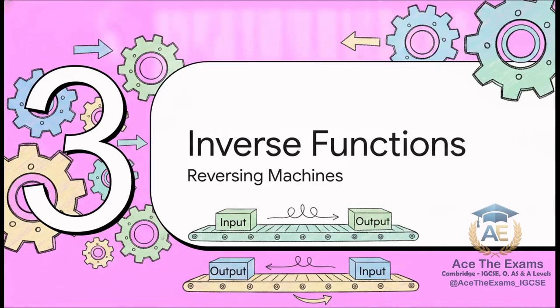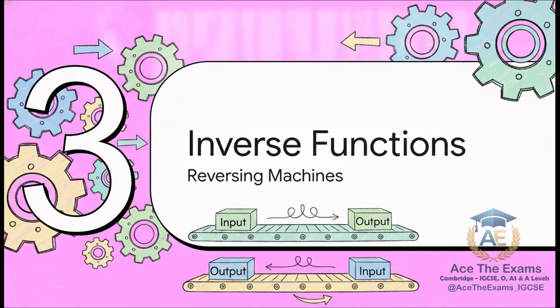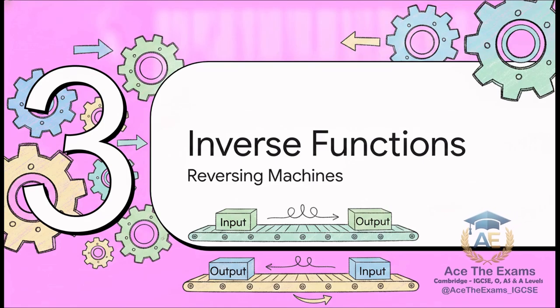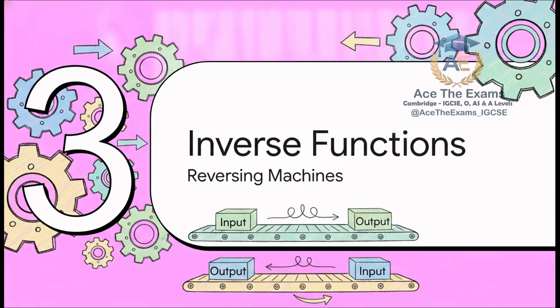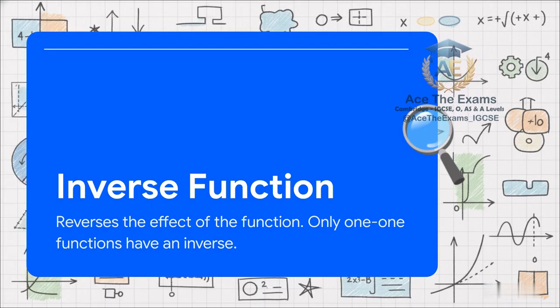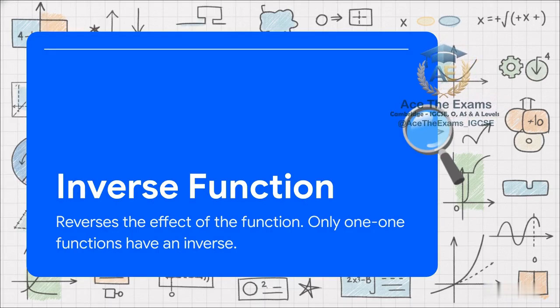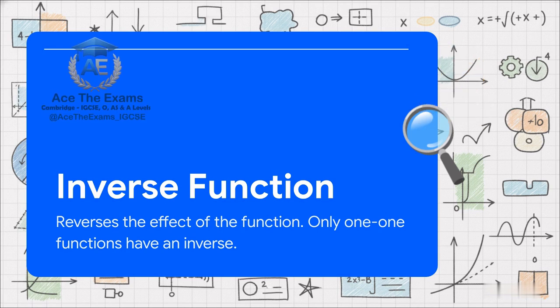So, what happens if we want to take our finished product and reverse engineer it back into raw material? Section 3, Reversing Machines, Inverse Functions. Let's see how we run this factory backwards. To run the machine backward, we need an inverse function. If the original doubles your number, the inverse cuts it in half. But notice a massive absolute constraint here. We can only do this with 1-1 functions.